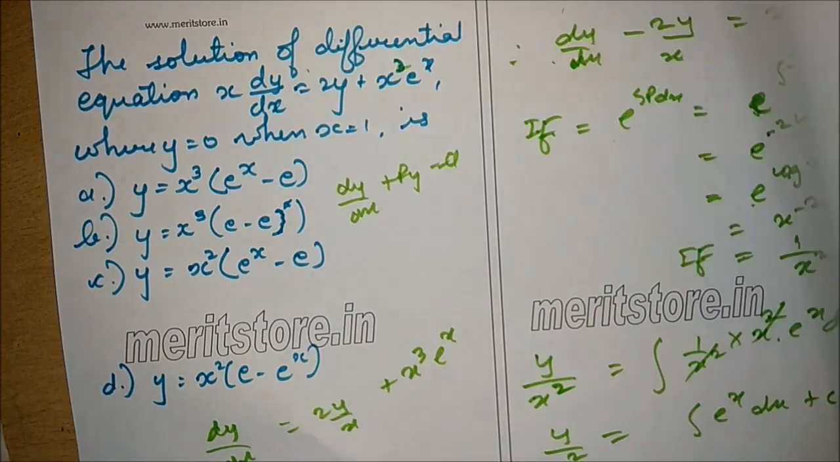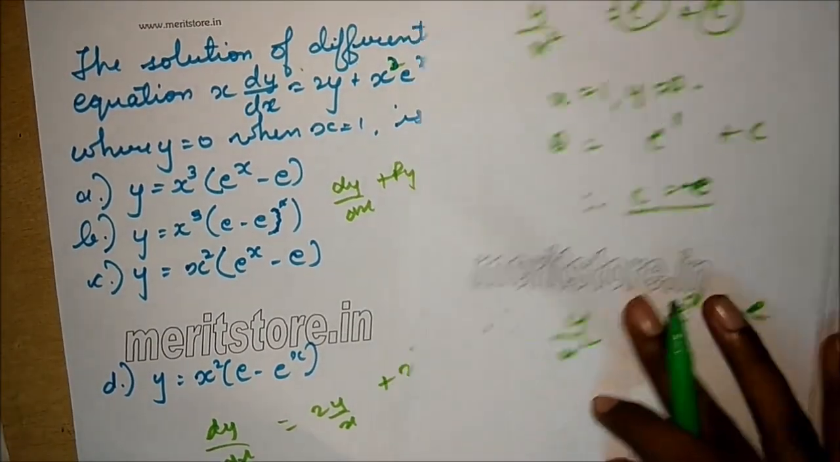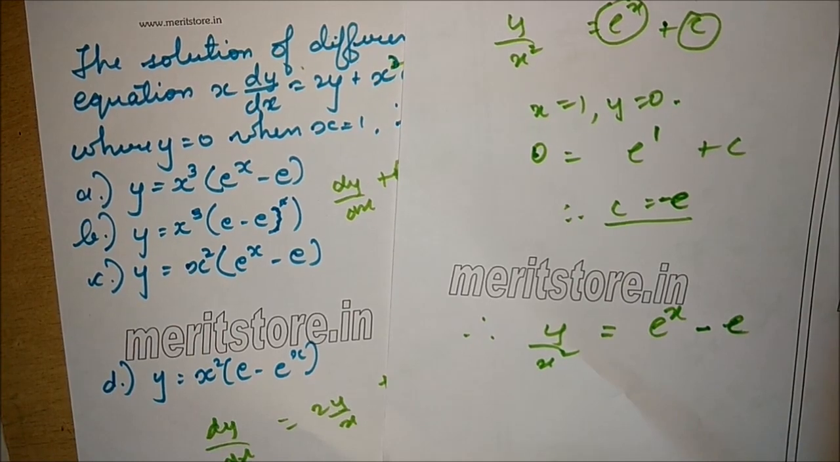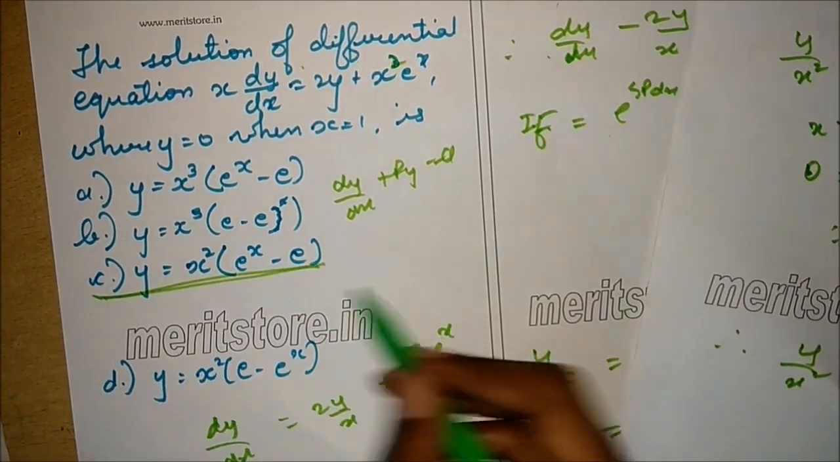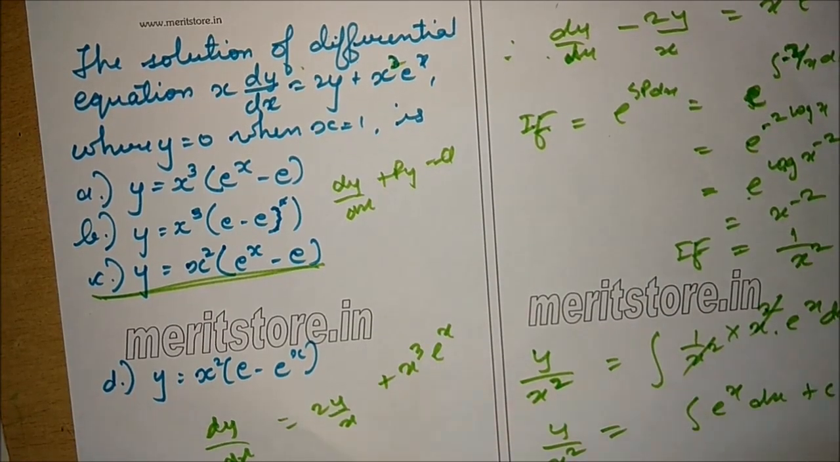So from the options we can say y equals x square into e raised to x minus e, which is option C, which is the solution.